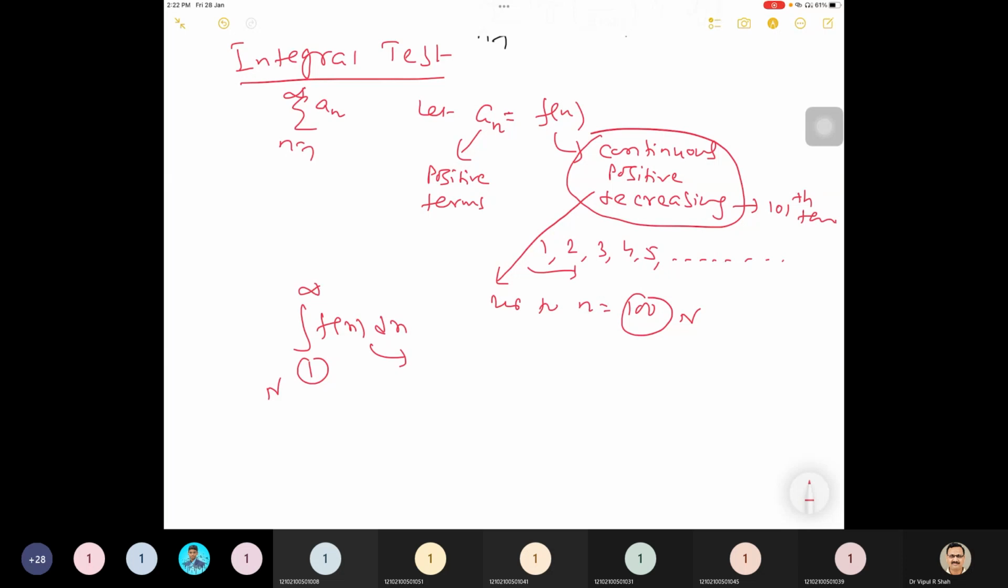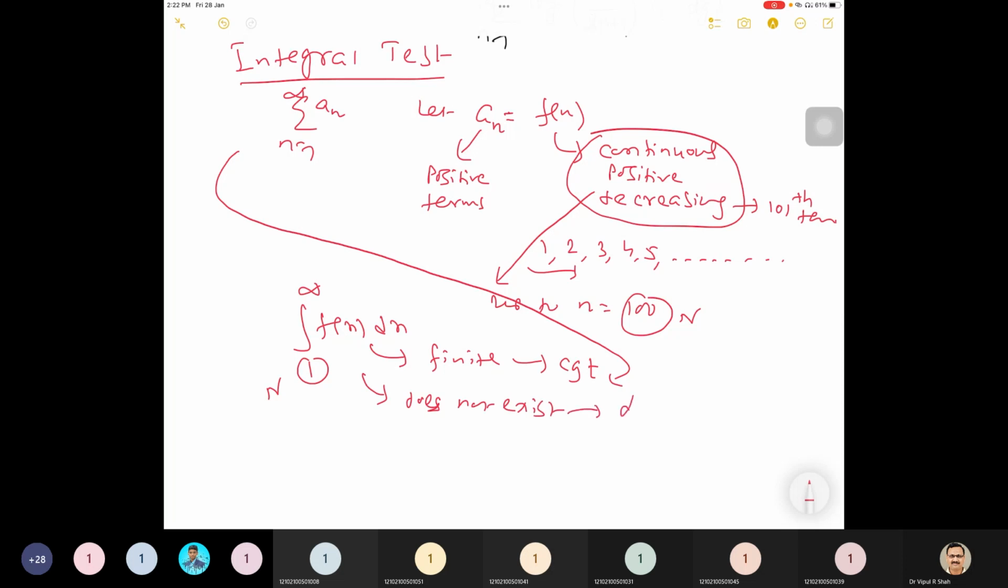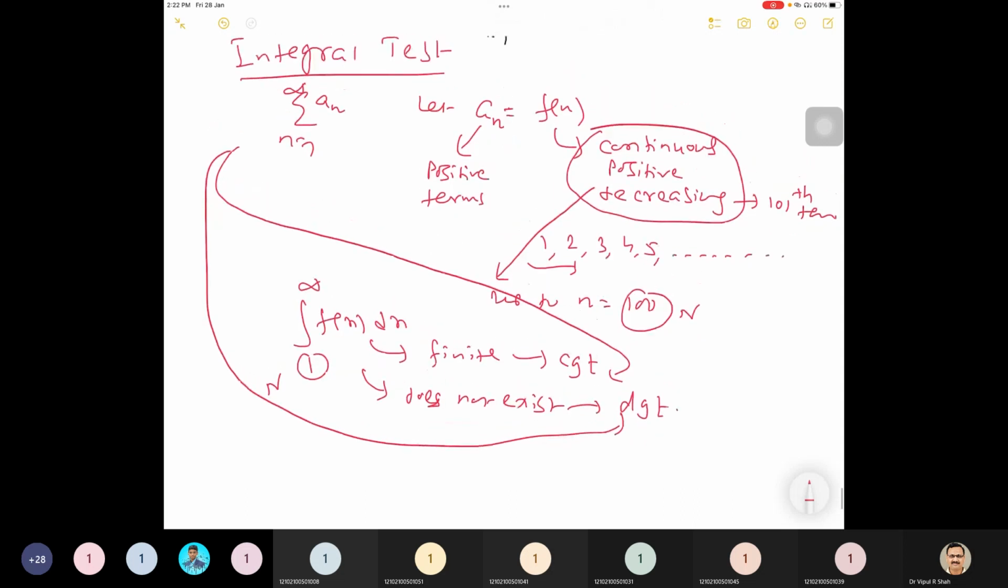Now if this integration is finite, you can call the integration convergent, and then you can call this series also convergent. But if the integration does not exist or is infinite, so this is divergent, an improper integral of the first kind, then you can say that the series is also divergent. This is the concept of integral test.